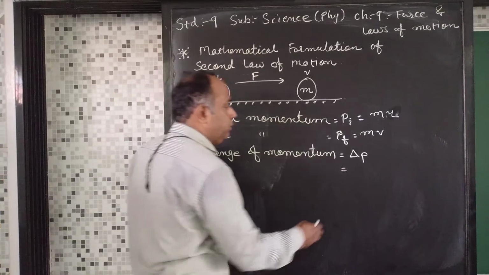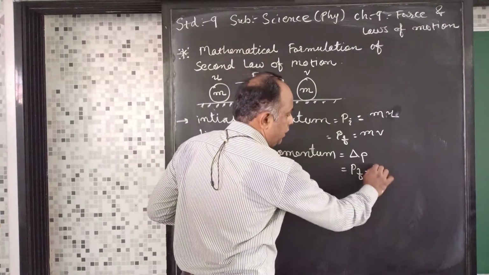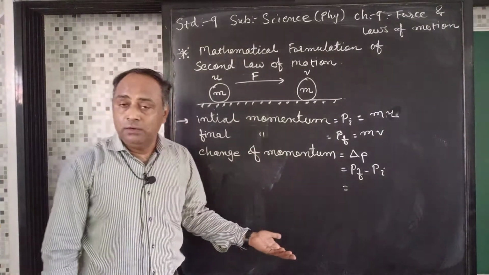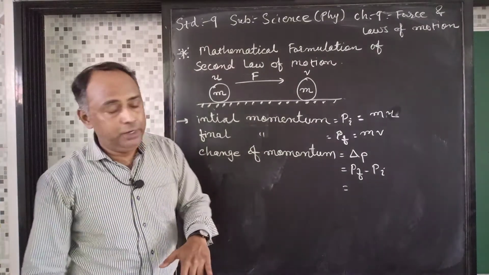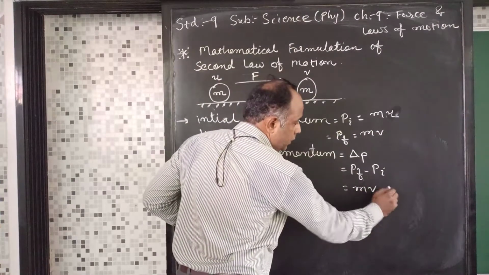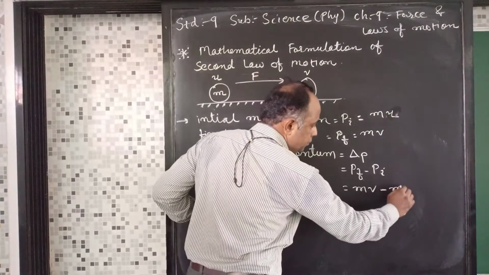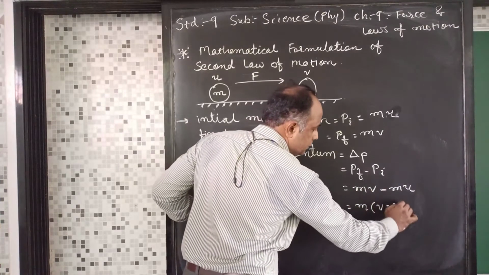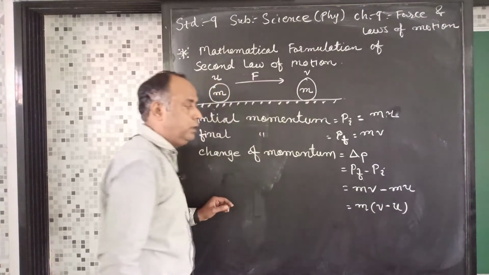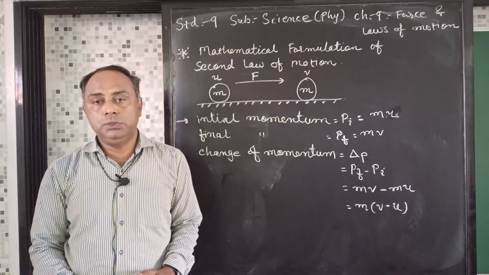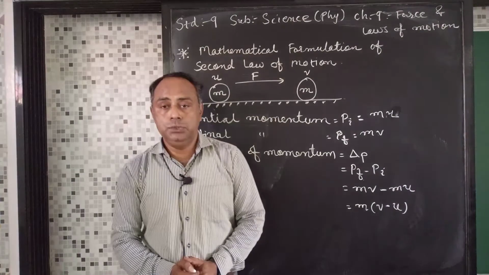Change of momentum is represented as Pf minus Pi, that is, final momentum minus initial momentum. But Pf is mv and Pi is mu. So we take m common, and we get that the change of momentum equals m into bracket v minus u.